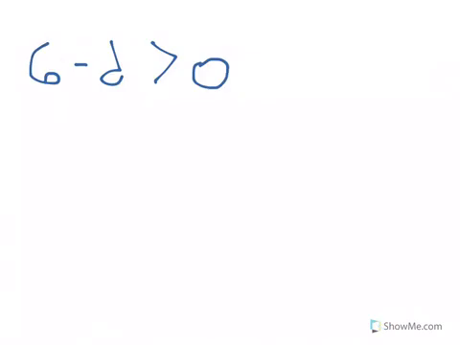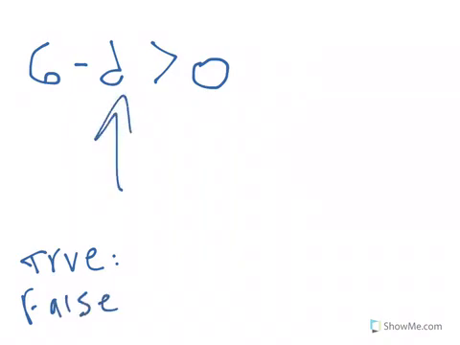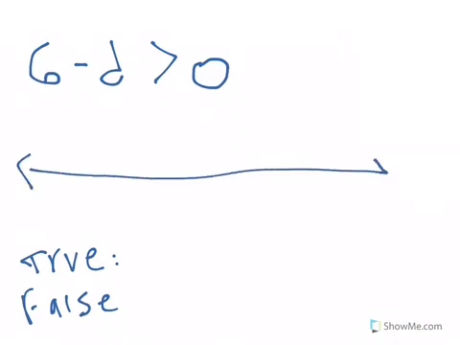Okay, here we have 6 minus d is greater than 0. So what we want to find is what numbers would make this true and what numbers would make this false. Because depending on what number we put in for d, this statement may be true or false. So I'm going to create a little number line here. We're going to go 0, 1, 2, 3, 4, 5, 6, 7, and we'll start there.